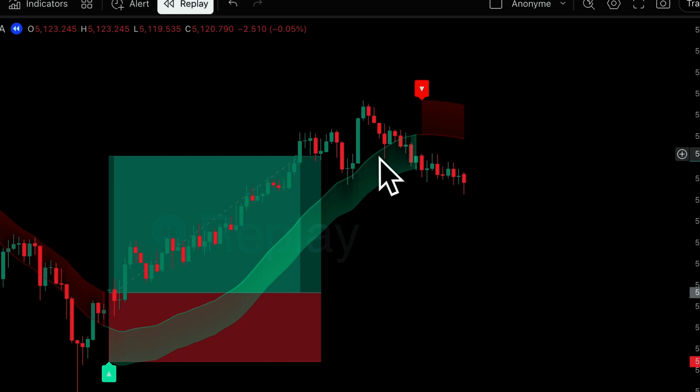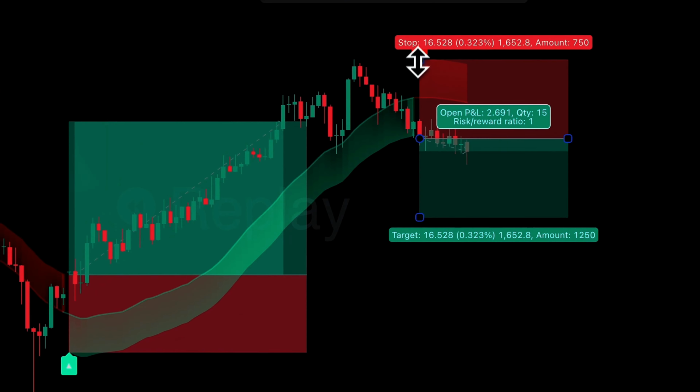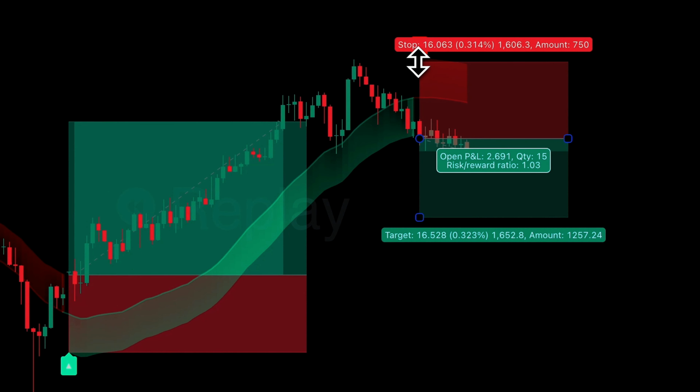And you also have the baseline switching from green to red. All 3 conditions are met. We'll sell the market at the close of the red candle that gives the signal. Stop loss as usual at the top of the red zone and a risk reward of 2.